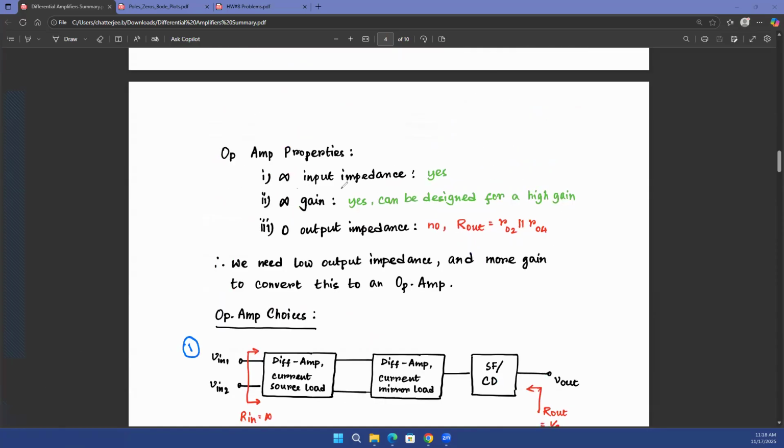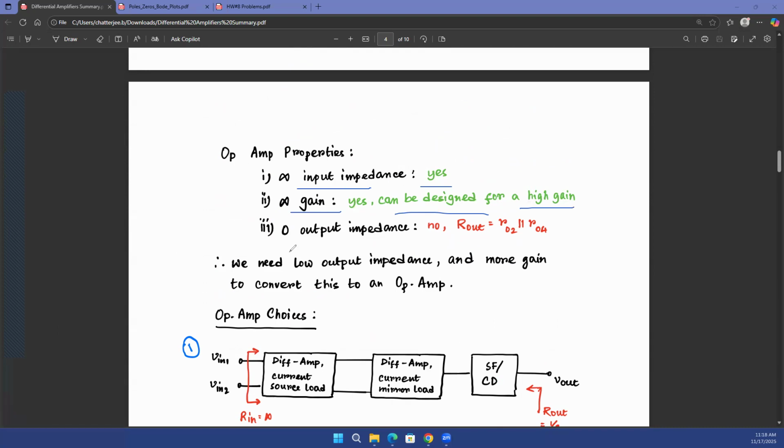Op-amp properties: infinite input impedance, infinite gain. You can design it for a high gain, yes. And you can cascade a number of stages and multiply the gain. Let's say one amplifier gives you a gain of 10 and you have 10 of them, right? So 10 multiplied with 10, multiplied with 10, and so on. So 10 to the power 10 becomes your overall gain if you have 10 stages cascaded with each other. So you can have infinite gain if you are cascading a number of stages.